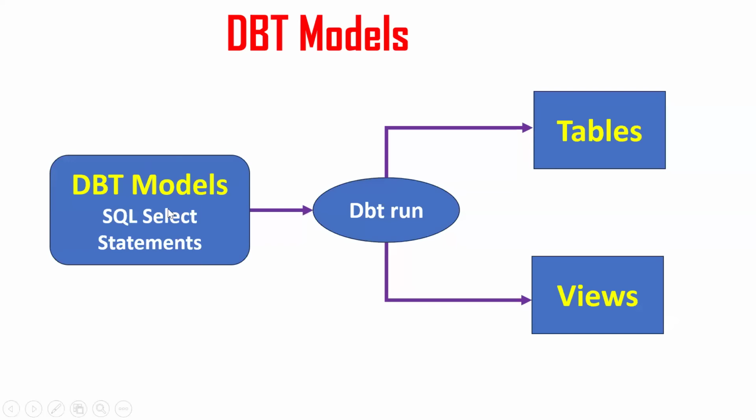So simple thing: we are creating the data model with the help of simple select statements. When you run DBT run, these models are internally converted into tables and views, and created where? Inside DBT, or what? In the Snowflake data warehouse. So we are taking the DBT models, running them, and it will execute and convert. Got the point?